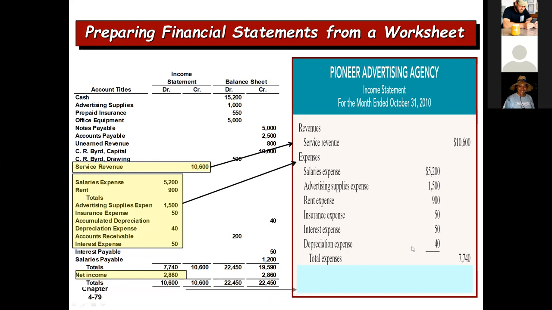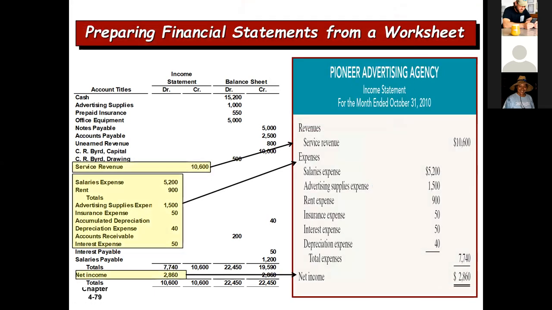In this case, the net income is $2,860. So that is basically telling you the company realized $10,600 in revenues, whether it was collected in cash or not. In other words, we earned $10,600. And if we didn't collect all $10,600 in cash, then part of it would still show up under liabilities as unearned revenue up here. And all the expenses that were incurred to get those revenues, whether they were paid in cash or not.